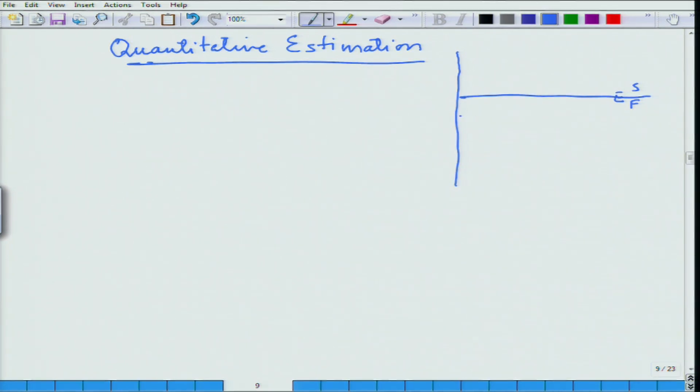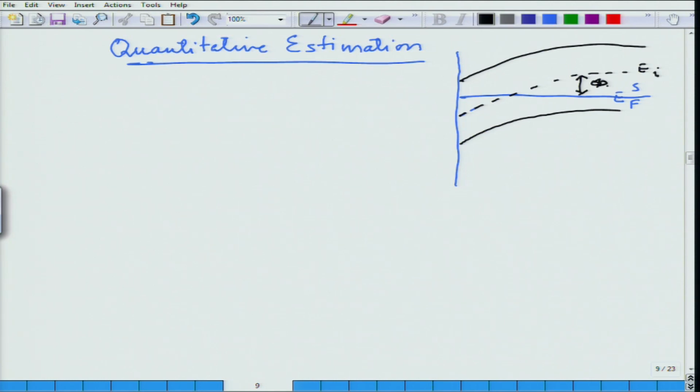and in the inversion situation the E_i has bent enough so that it is giving rise to the inversion. So, if this is E_i and this is the phi of f, the Fermi level, phi of f is being defined for a p type semiconductor here as the difference between the intrinsic level minus the semiconductor Fermi level.